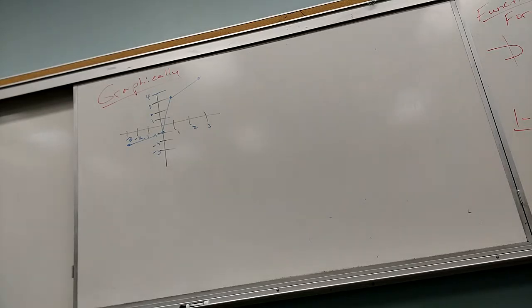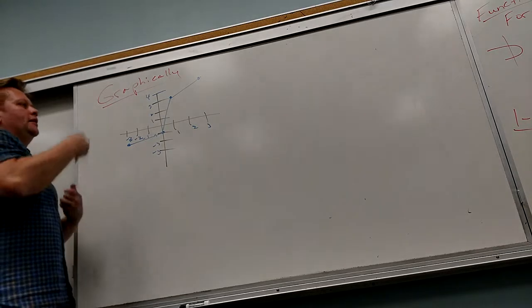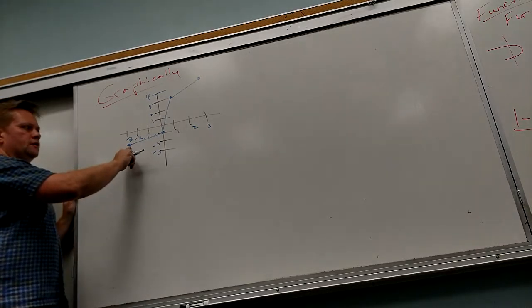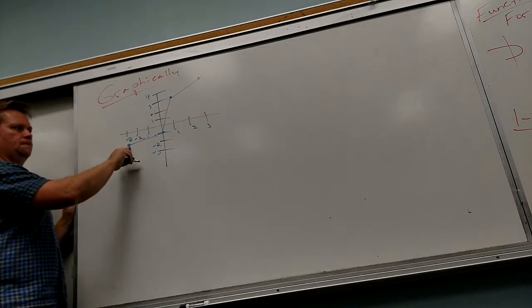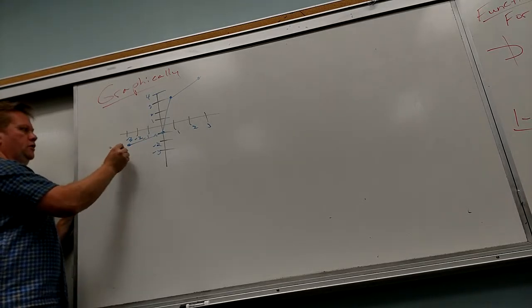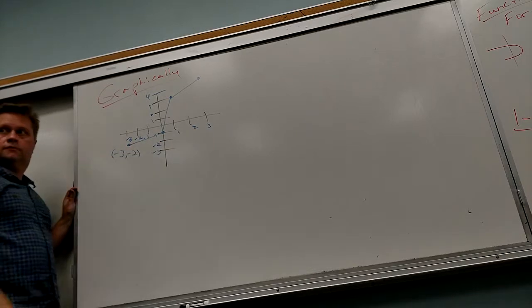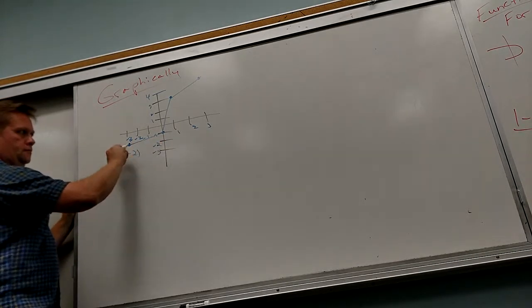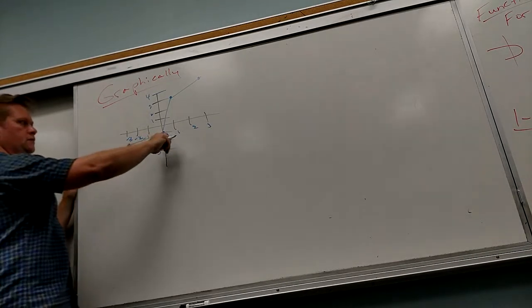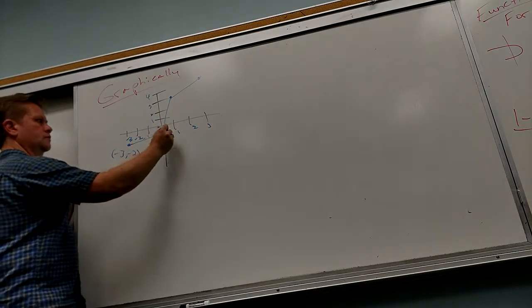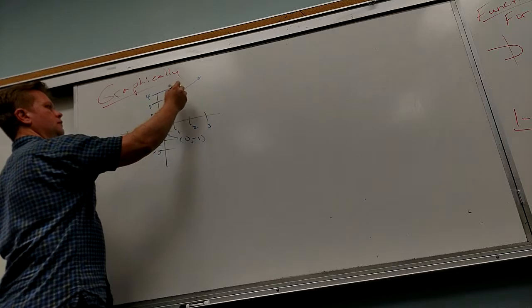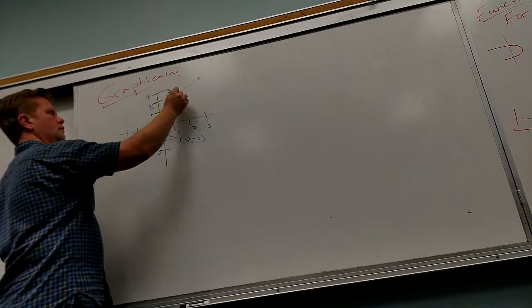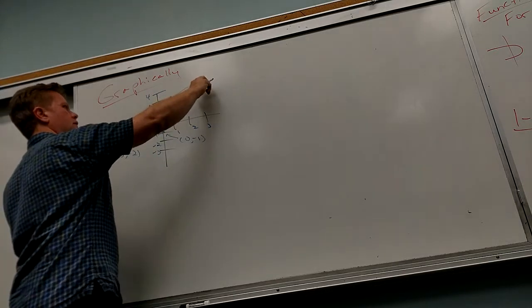All right. Now, what point is this? My crappy numbers, but what point is that? -3, -2, right? What point is this? 0, -1. And then this is 1, 3, and this is 3, 4.